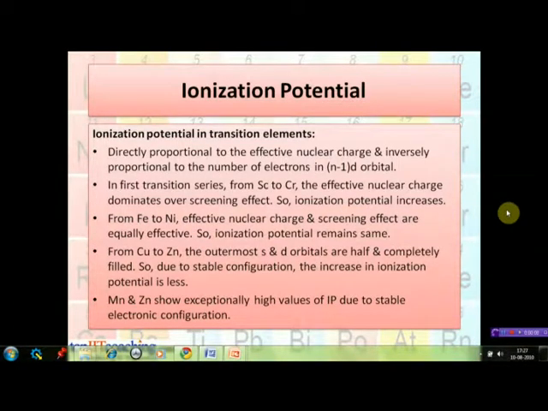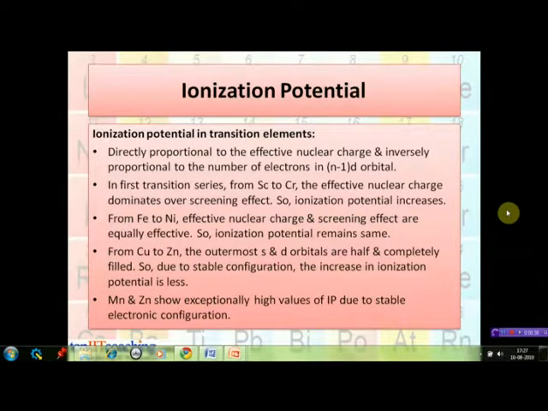Let us see what trend the ionization potential follows in the transition elements, that is d block elements. In transition elements, the ionization potential is mainly affected by two factors. One is the effective nuclear charge and the second is the screening effect. It has been found that ionization potential is directly proportional to the effective nuclear charge and inversely proportional to the number of electrons in n-1 d orbital, that is those electrons that cause the screening effect.